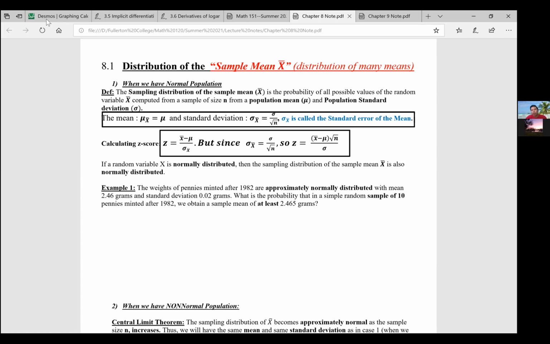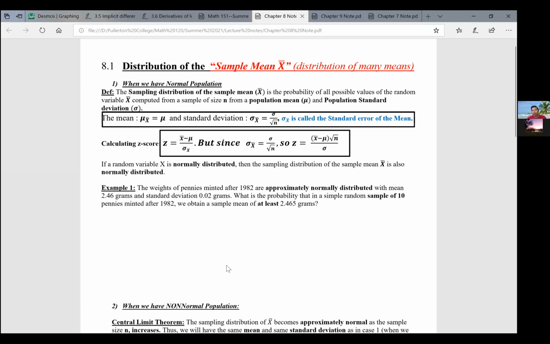Now, how do we recognize 8.1 compared to chapter 7? 8.1 will only focus on the distribution of the mean. So when you read a problem, you will see they ask you to find the probability of the mean, right? The word mean has to be involved in the probability question itself. Therefore, that's how we will distinguish the difference between chapter 7 and chapter 8. So I'm going to bring back chapter 7 in a little bit and then show you a big difference between chapter 7 and chapter 8. All right.